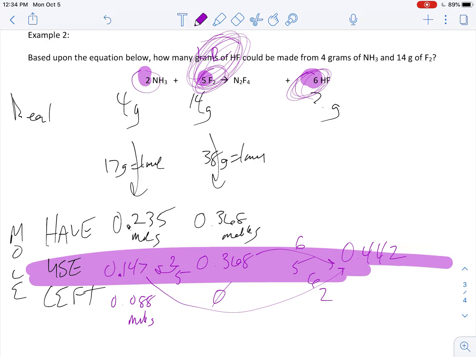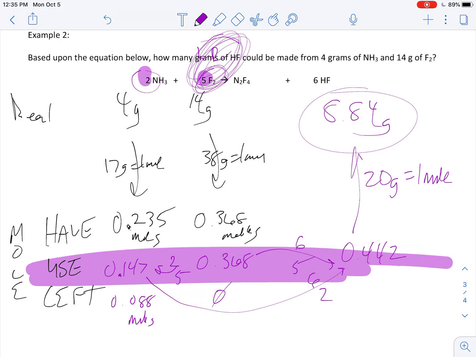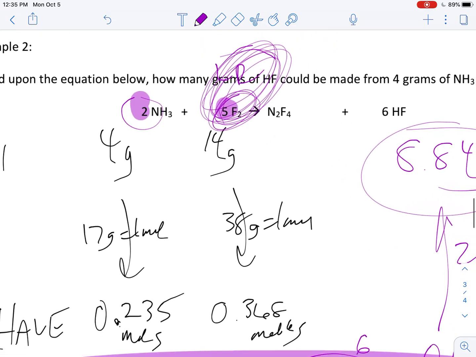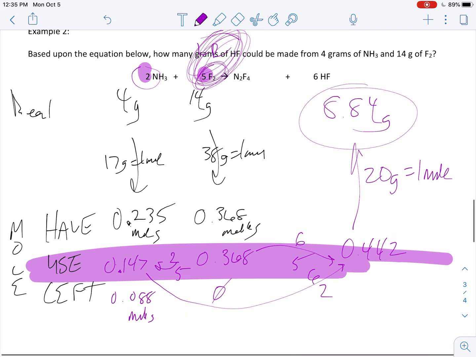So now I want grams, so I come up here by its mass. It has a mass of 20 grams is equal to a mole. So 0.442 at 20 gets me about 8.84 grams that I actually made. So 8.84 grams is what I actually made. Now in a perfect world, you're not wasting anything, and all you would have to do is figure things out, but in reality, you might have ended up wasting things.